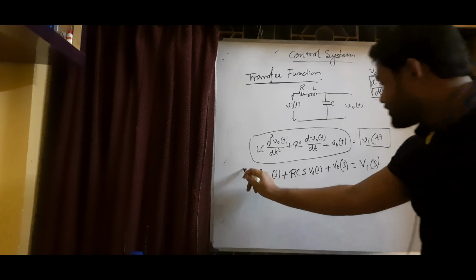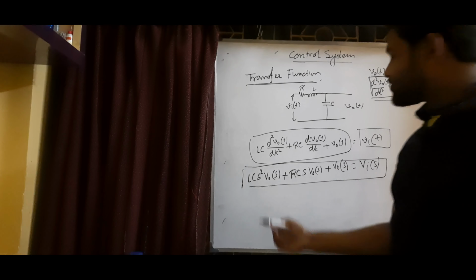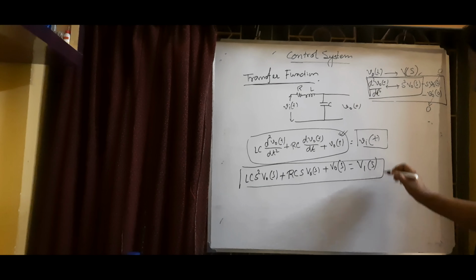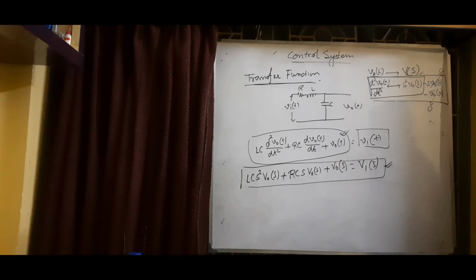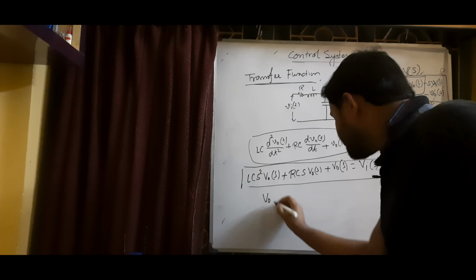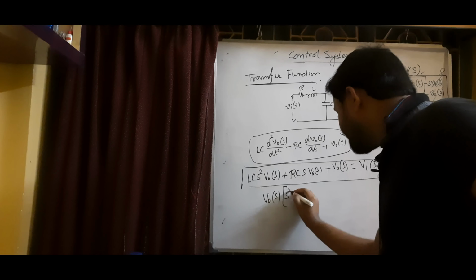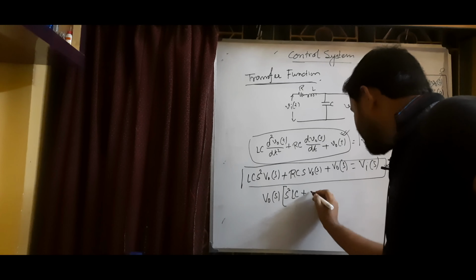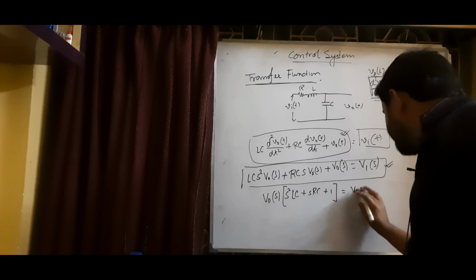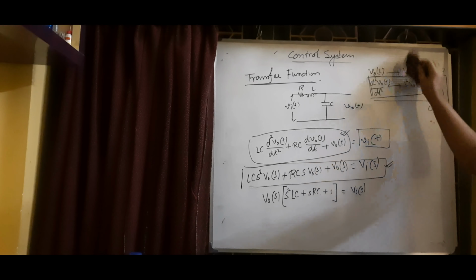Now look, this equation in the Laplace domain is a simple algebraic quadratic equation, but the original was a differential equation which was hard to solve. This equation is very easy to solve and easy to handle. So you can take v naught s common from this side, and it will come as s square LC plus s RC plus 1, and on this side it will be VI of s. Now let me erase this portion.